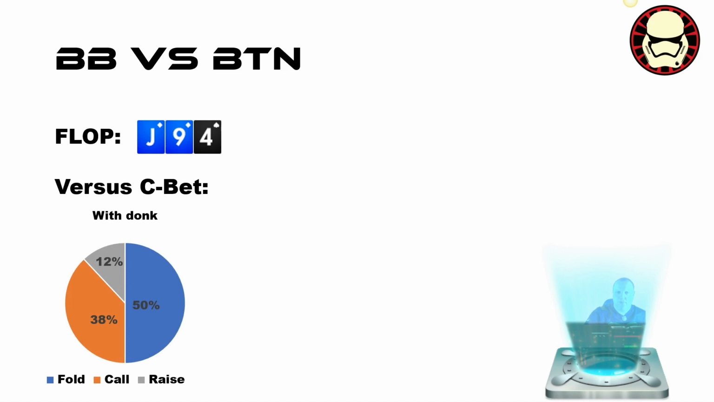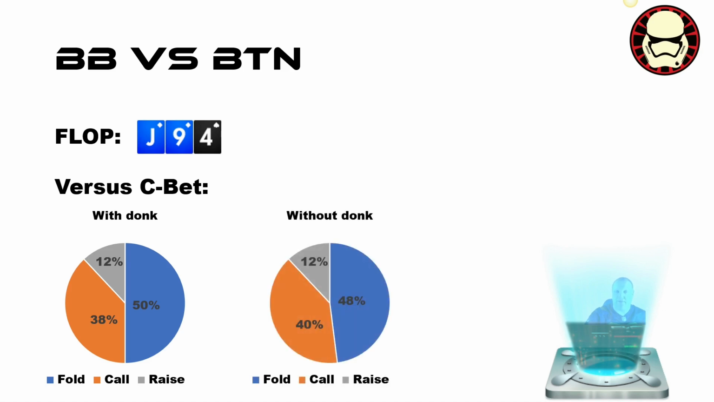If you have the option to donk, but you don't, you check. And then the button bets, then the numbers were 12, 38, and 50. And if you don't have a donk in range, it was 12, 40, 48. So these are the same numbers, but now you can see them side to side. So there really isn't a change in your strategy versus those C bets.